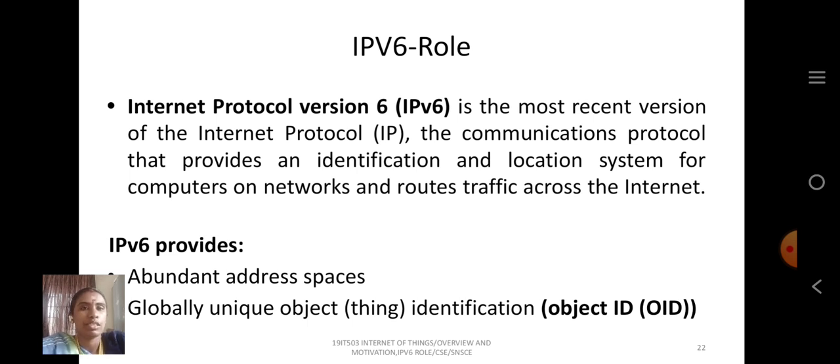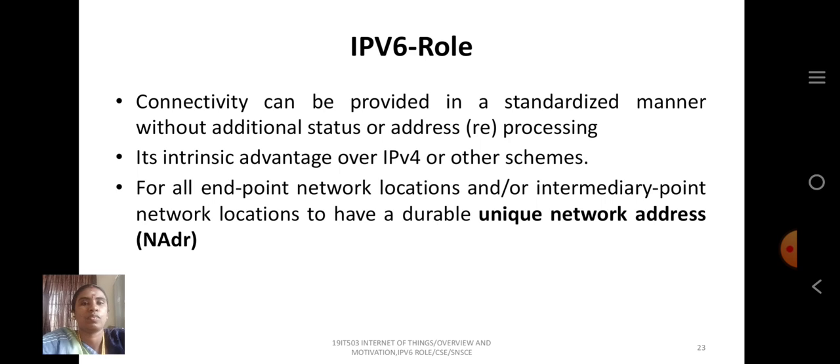IPv6's role in IoT: IPv6 stands for Internet Protocol version 6. It is the most recent version of the Internet Protocol, the communication protocol that provides an identification and location system for computers on networks and routes traffic across the network. IPv6 provides abundant address space and globally unique object identification called object ID, that is OID. Connectivity can be provided in a standardized manner without additional status or address reprocessing.